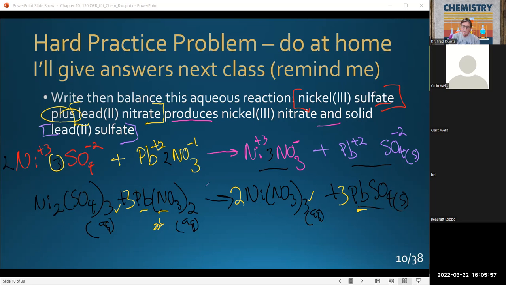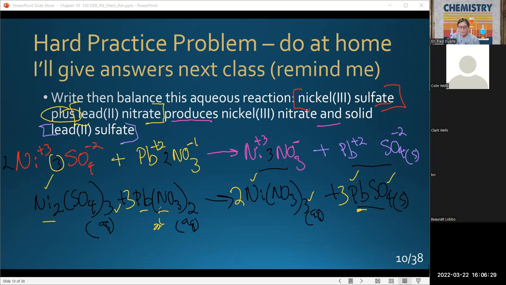So we go back to the reactant side. By default, nickel's fine. I have 2 nickels there. So let's go back and rehash. I have 2 nickels, and nickels are good on both sides. Sulfates: I have 3 sulfates on the reactant side and 3 on the product side, so the sulfates are good. I have 3 leads on the reactant side and 3 leads on the product side, so they're good.